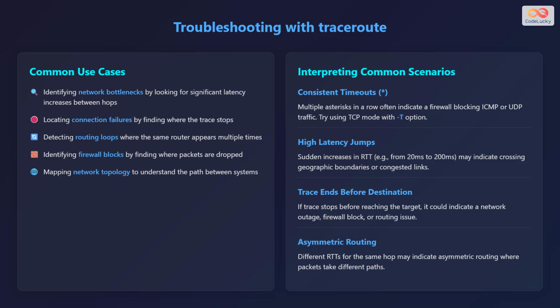Let's consider some common scenarios. Consistent timeouts or multiple asterisks in a row often indicate a firewall blocking Internet Control Message Protocol or User Datagram Protocol traffic. Try using Transmission Control Protocol, or TCP mode, with the -T option. High latency jumps, or sudden increases in round-trip time, may indicate crossing geographic boundaries or congested links. If a trace ends before reaching the destination, it could indicate a network outage, firewall block, or routing issue. Different round-trip times for the same hop may indicate asymmetric routing, where packets take different paths.